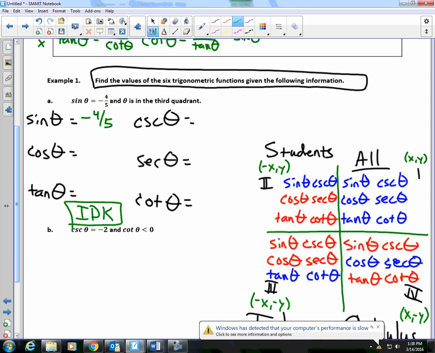Now we're going to up the ante just a little bit more. I'm going to say, okay, you got the -4/5. I think you could tell me what cosecant is. Because what's the relationship between cosecant and sine? They are reciprocals. So my argument to you is that on the test, you could get 2 out of 6 points for this problem pretty quickly. What do you think?